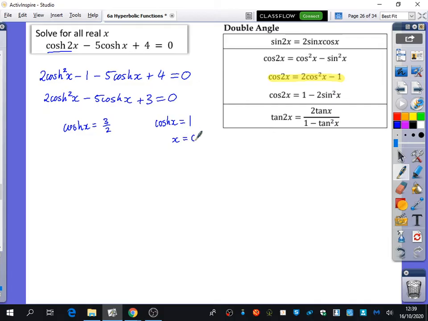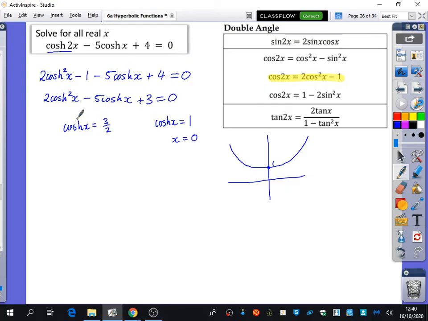0. x is equal to 0, because you should know that the cosh graph looks like this, and it crosses at 1. So why bother using a calculator or a formula? You know that when cosh x equals 1, x is equal to 0. So x being equal to 0 is one of the solutions we've got here. And that makes sense because cosh of 0 is 1, so it's 1 minus 5 plus 4, which equals 0. So x being a solution makes sense.